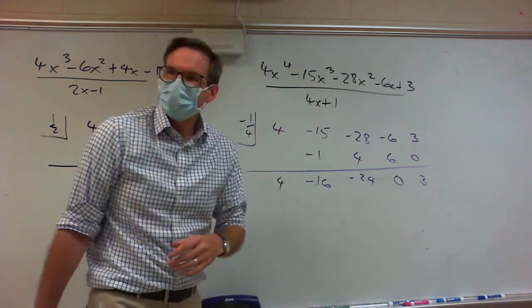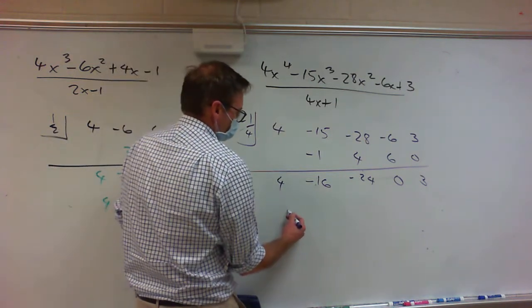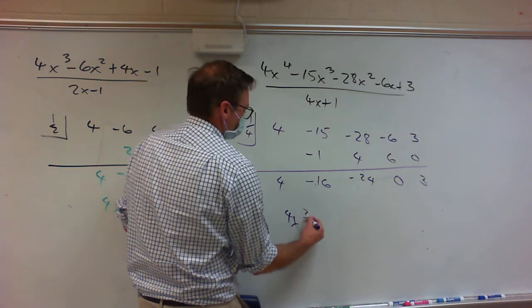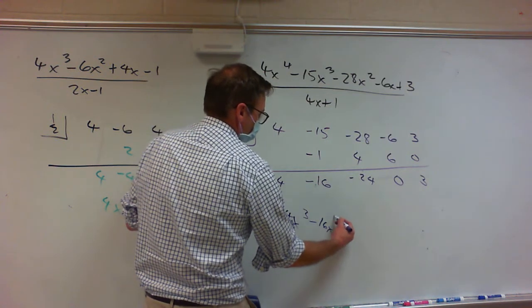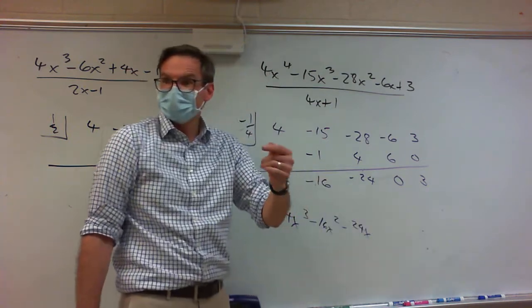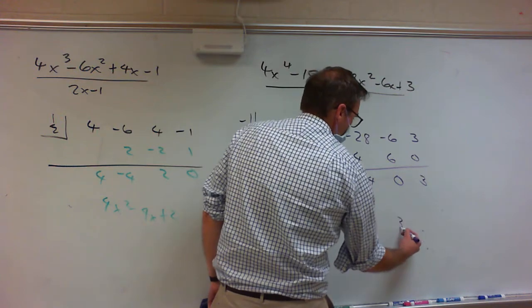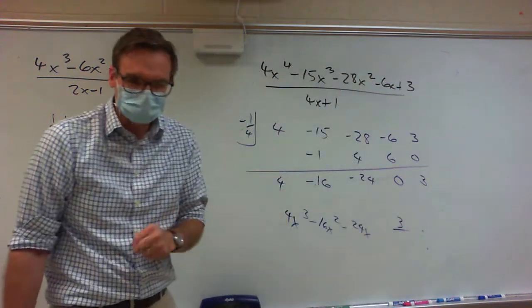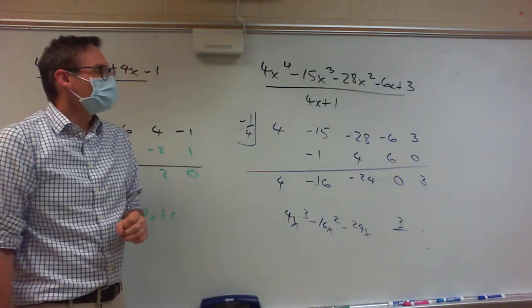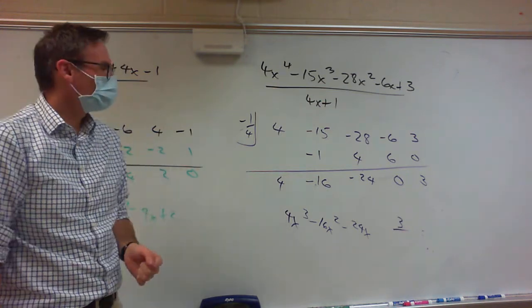And so how do we write our answer down? Let's do 4x cubed minus 16x squared minus 24x and a 0, right? And then we end up with 3 over 4x plus 1. Well, no.